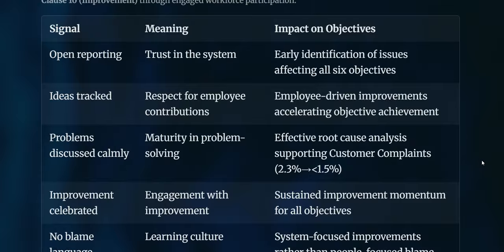First signal is open reporting. That means there is a trust in the system. The impact on our objectives include early identification of issues affecting all objectives.